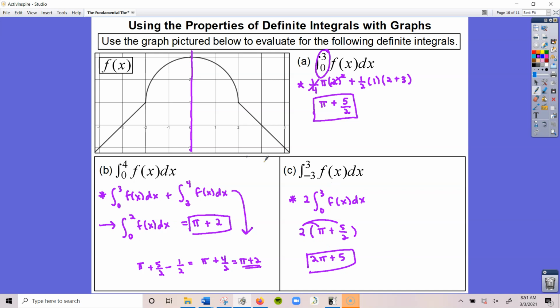You can also most certainly find the actual value from -3 to 3 by calculating all of that area, but that would be a little bit more work. Not that it's wrong, but this would be a nice little shortcut.